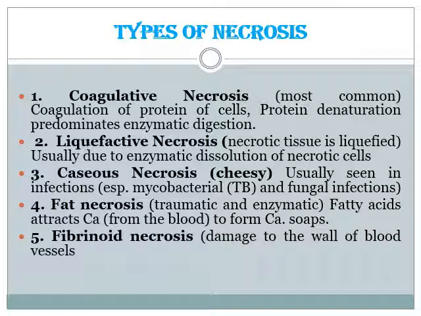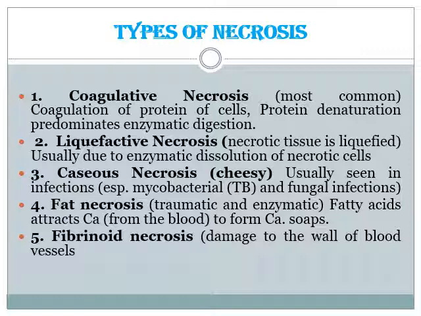Types of necrosis. There are 5 types of necrosis: coagulative necrosis, liquefactive necrosis, caseous necrosis, fat necrosis, and fibrinoid necrosis. Coagulative necrosis is the most common type of necrosis. In this, there is coagulation of protein of cells. Protein denaturation predominates over enzymatic digestion. Next is liquefactive necrosis. Liquefactive necrosis is due to the enzymatic dissolution of necrotic cells. In this, necrotic tissue is liquefied.